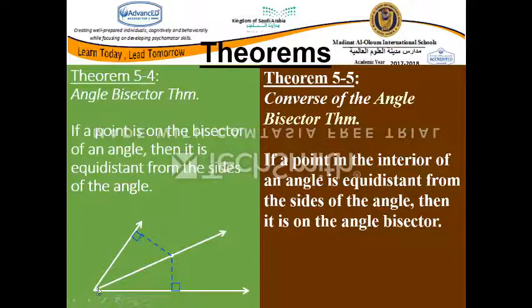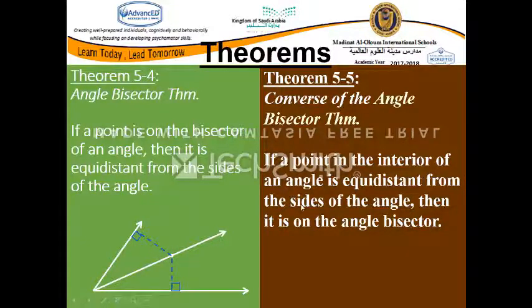Again, here we have the angle bisector. Then any point on the angle bisector is equidistant, the same distance, from the sides of the angle. This length equals this length, and they are perpendicular to the sides.